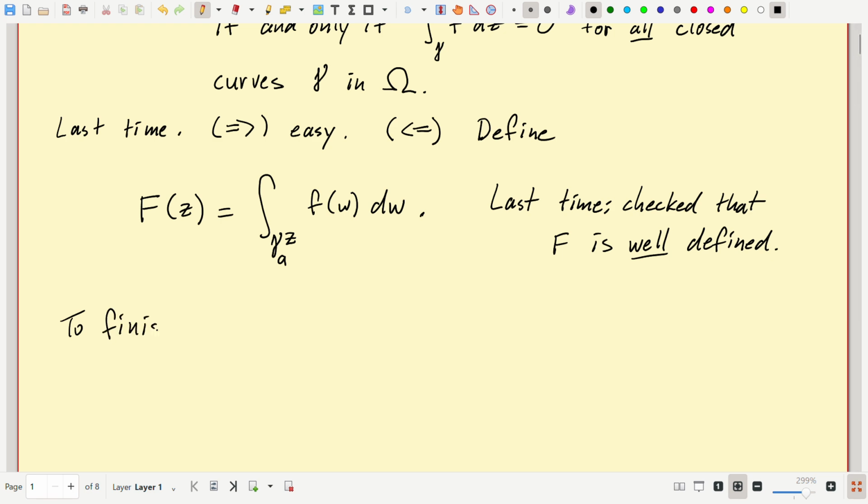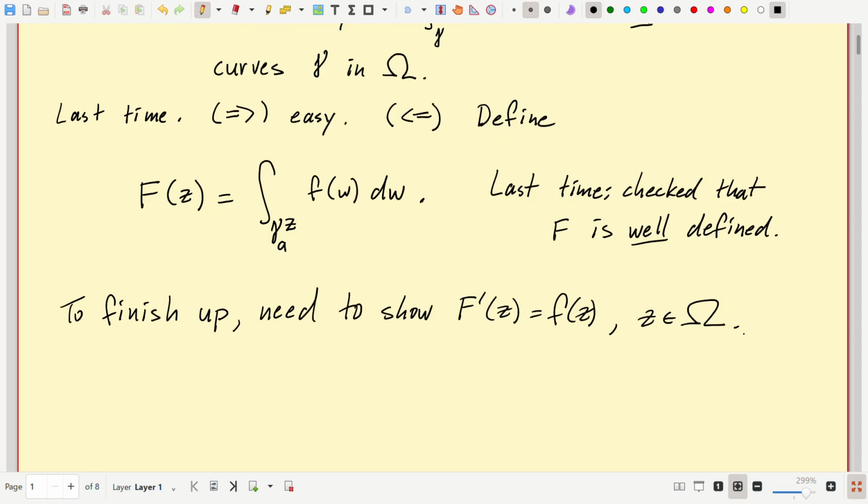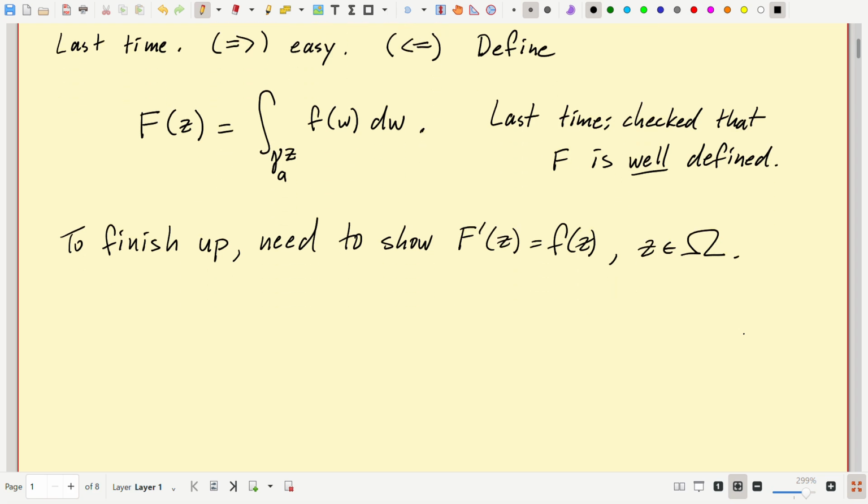So today, to finish up, I need to show that F prime is equal to little f whenever z is a point in omega. And this is a sneaky little trick that we'll use multiple times. Since this thing doesn't depend on the curve, it allows me to do this.